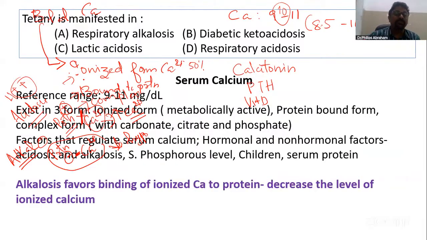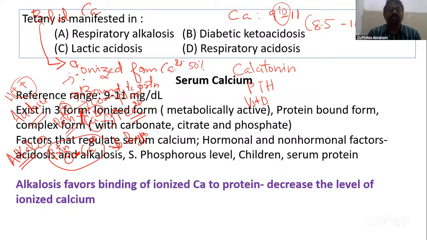So alkalosis favors the binding of ionized calcium to protein, which decreases the level of ionized calcium. That leads to tetany. Hope you understood that. At that time, if you take the two signs, Trousseau's sign, hope you remember the word Trousseau's sign: take the blood pressure, and if the cuff is kept inflated for a long time, tetany-like problems will appear in the hand.